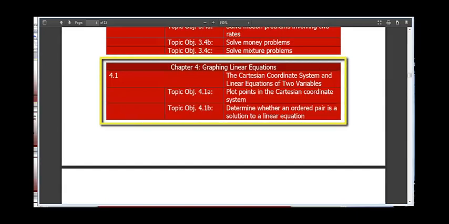Today we will be in Chapter 4, Section 1, the Cartesian coordinate system and linear equations of two variables. Our two topic objectives for today are to plot points in the Cartesian coordinate system and to determine whether an ordered pair is a solution to a linear equation.